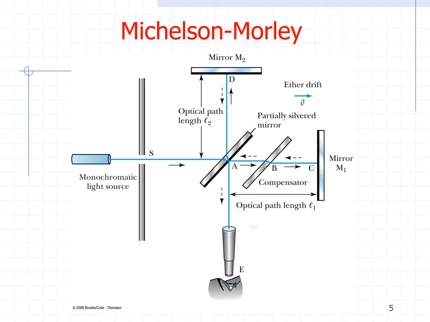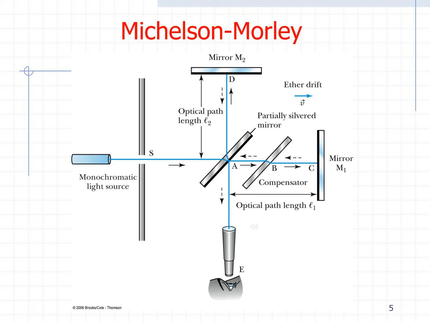Similarly, if we talk about the mirror M1, the part of light which was refracted from the partially silvered mirror will go towards the mirror M1 and will again suffer a reflection, and on entering the partially silvered mirror, one reflection will again be suffered. So in the end it will again enter the telescope, which can be seen with the eyepiece E.